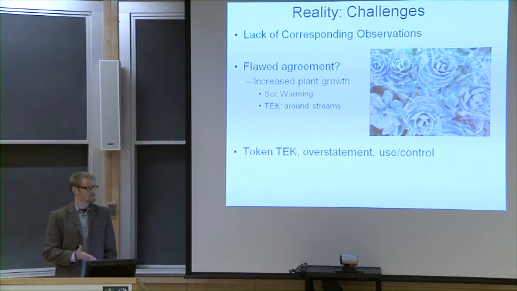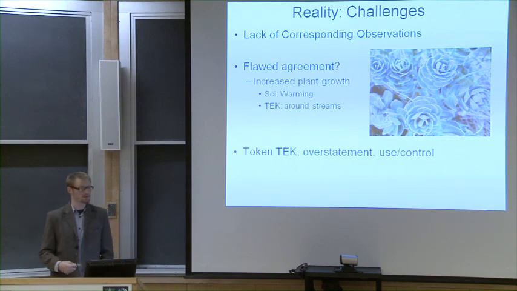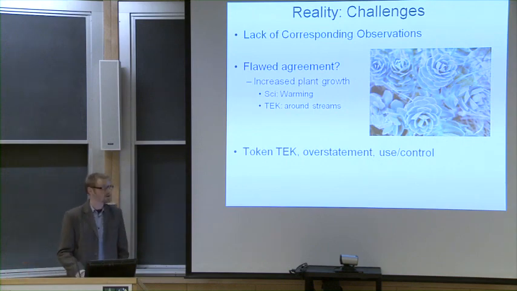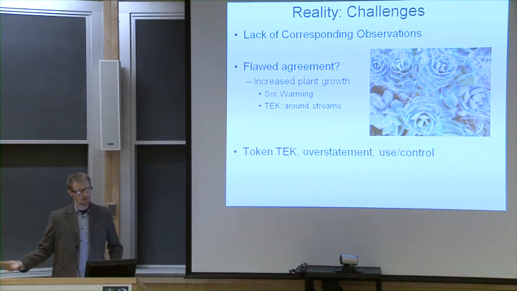A lot of times there might be the observation of similar events, but the explanations are quite different. So if we're seeing increased plant growth, the scientists are going to attribute this to warming, whereas the locals think it's because there's extra water in the streams along tributaries. So there could be different explanations for similar observed phenomena.